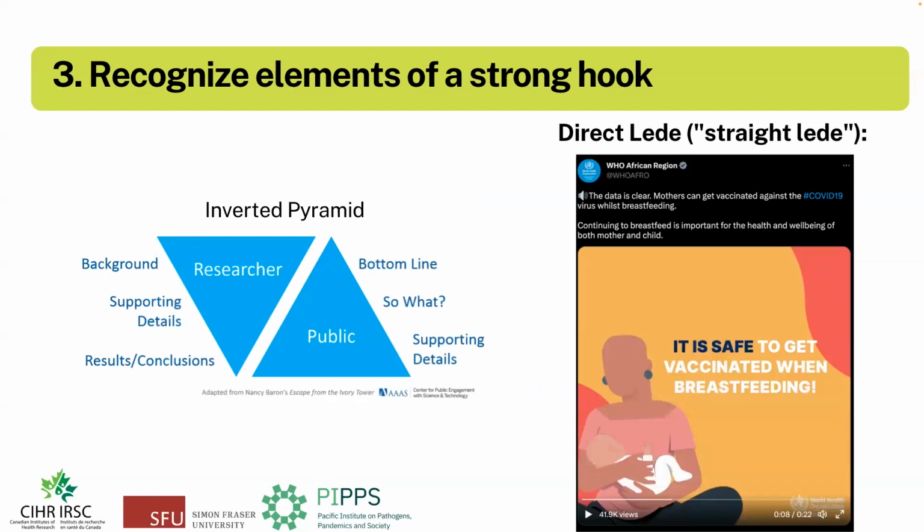One type of lead commonly used in news media is the direct lead. So direct leads use the framework of the inverted pyramid. This is often applied in science journalism and engagement. So instead of using an academic article structure where you have the background, methods, and results, we flip this and we get to the bottom line first, the results, the conclusion of a study.